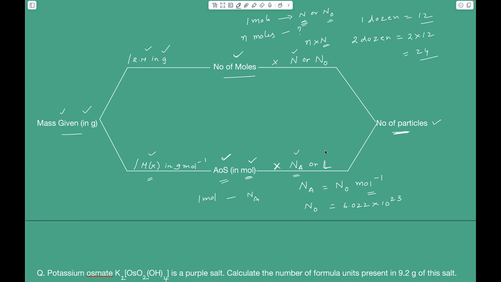These two are one and the same. Here we are multiplying it with a dimensionless Avogadro's number. Here we are multiplying the amount of substance with Avogadro's constant that has the unit per mole, so that these units get cancelled. So these two are pretty much one and the same.